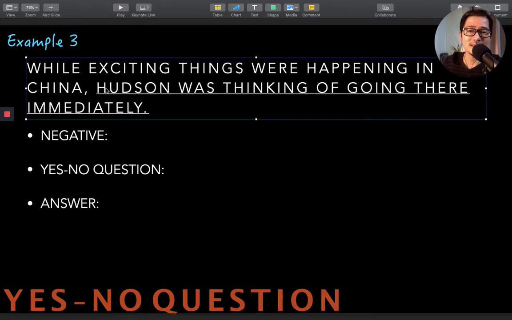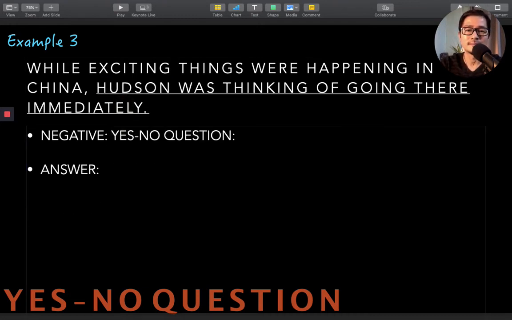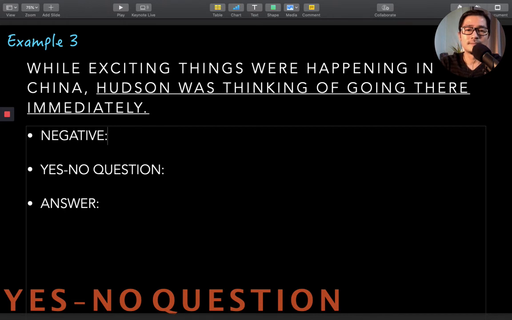Okay, so since we know the main sentence now, we are going to try to manipulate this. Let's start with negative. Okay, Hudson was what? What should we do in this case? So our verb is was thinking. So just put was not thinking. That's it. Simple, right? Of going there immediately.